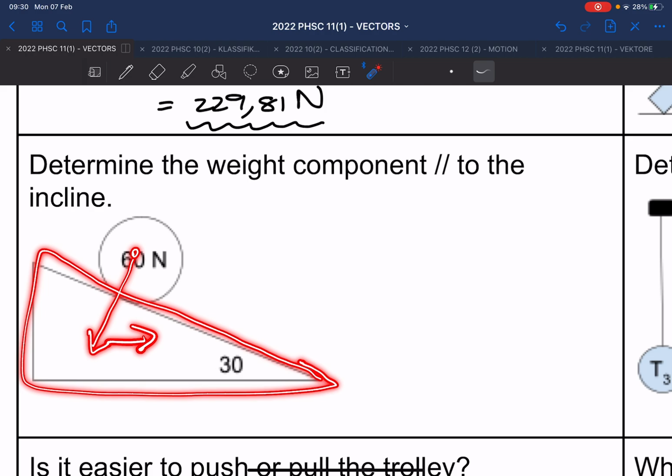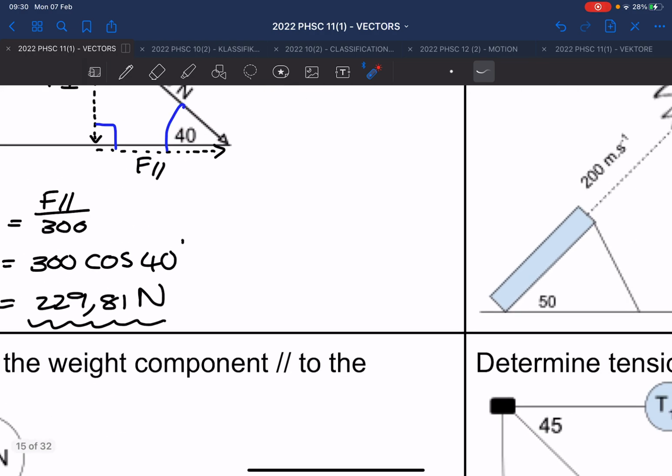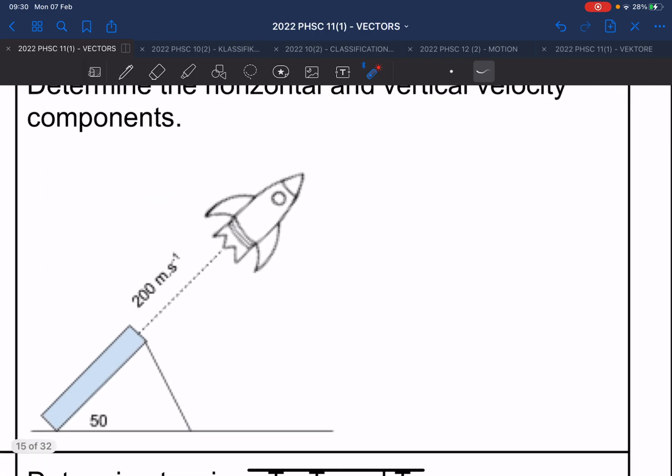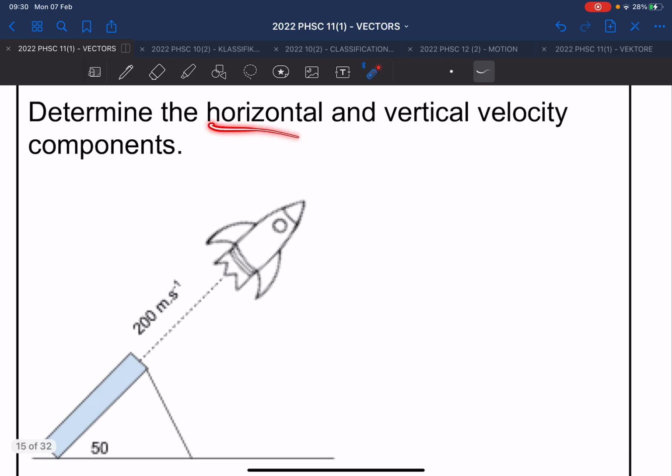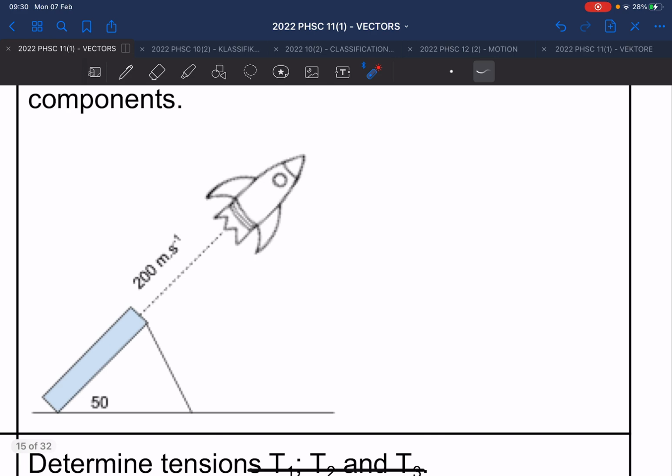Okay. Right. Next one. They say there, determine the horizontal and vertical velocity components. So what is happening here? Here we have a rocket and it's being shot up into the air. It's being shot up at 200 meters per second at an angle of 50 degrees. Okay, so I'm going to draw the picture on here. So there is our vector.